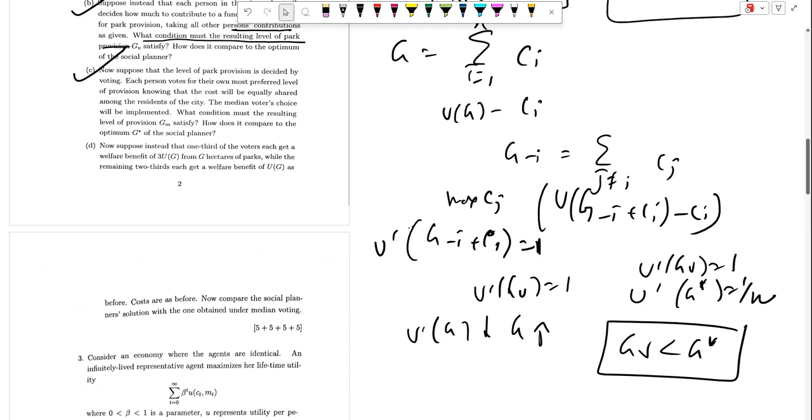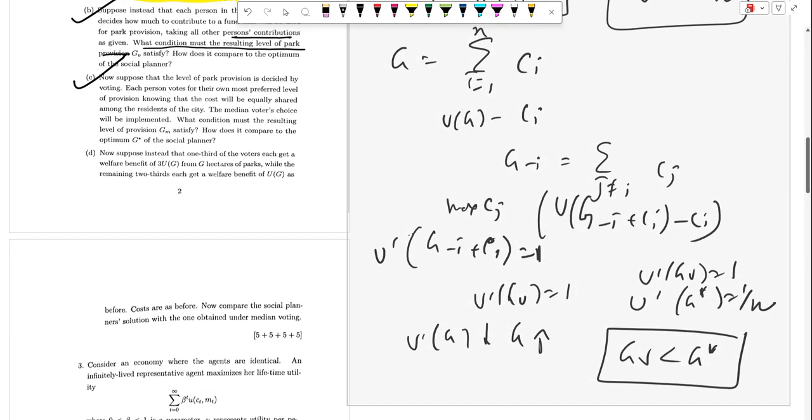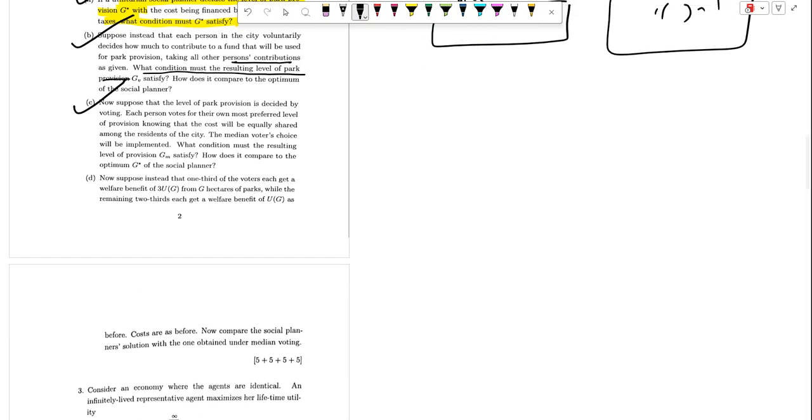Next we go to question number C now. Now suppose that the level of the park provision is decided by voting. Each person votes for their own most preferred level of provision, knowing that the cost will be equally shared among the residents in the city. So the median voter's choice will be implemented. What condition must the resulting G_M satisfy, and how does it compare to G star, the social planner's level?